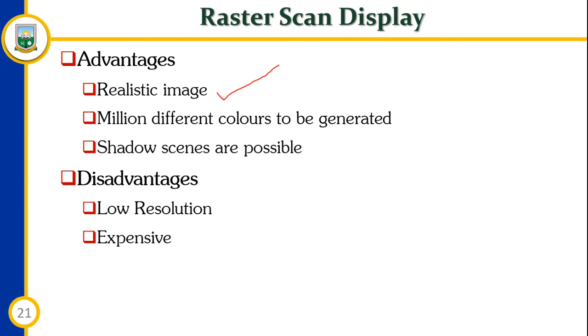And of course, as an advantage, shadow scenes are also possible here. It was not possible in the random scan, but in this case we'll be able to draw some shadow scenes on the raster scan display. Of course, these are the two main disadvantages of the raster scan. The resolution produced by the raster scan display is quite low compared to the random scan. And it's also very expensive, quite expensive as compared to the other one.